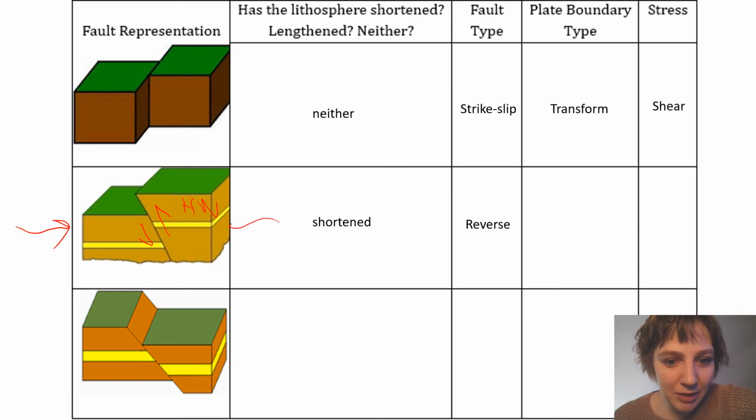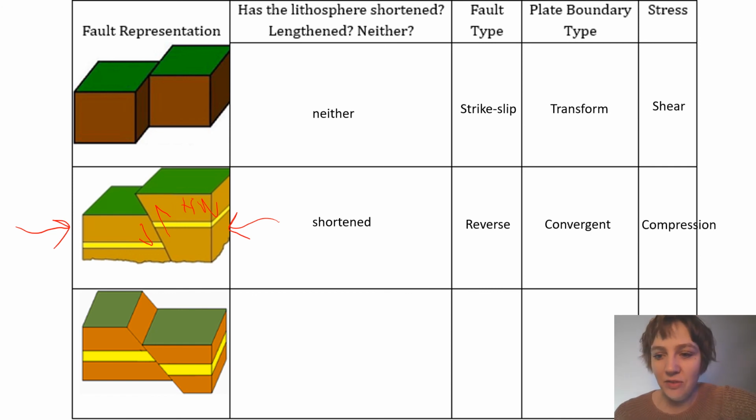And the type of plate boundary where you're going to get that happening is where you have two blocks coming together. So do you remember the word for that type of boundary? Hopefully you said convergent. And the type of stress acting at convergent boundaries is, of course, compression, right? Compression.